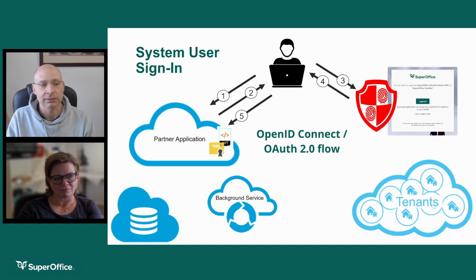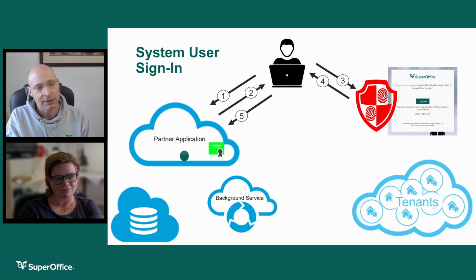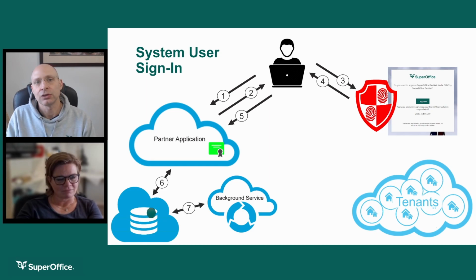That JWT must be validated by the partner application. Once it's validated, the partner application can extract the system user claim from that JWT and store that in its database. So we'll store that magic string, that system user token. Then from that point on, the partner application can be used by the background service, the server-to-server service that the partner application needs to use to get a system user ticket credential to be used for that tenant's web services.